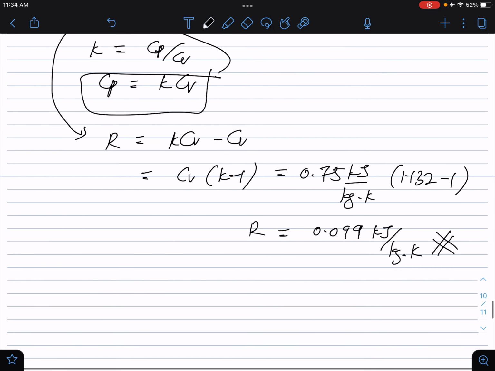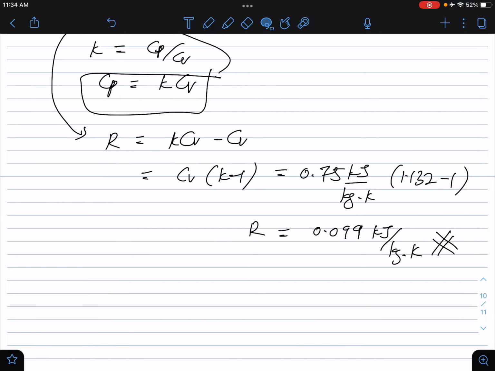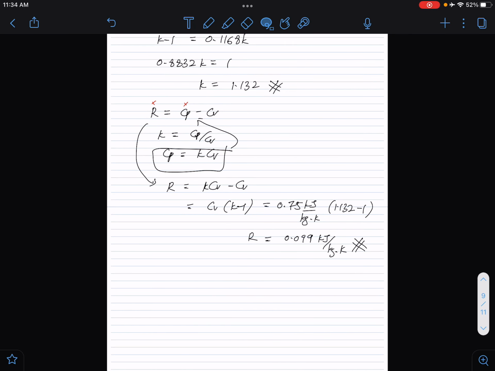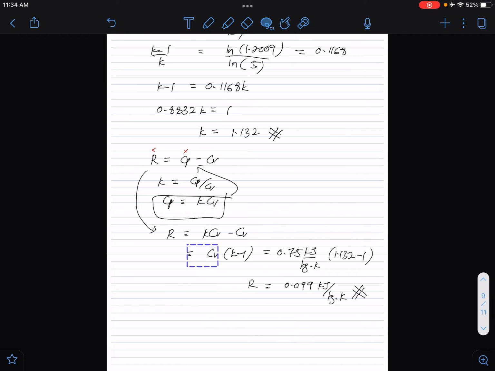Okay, so this is the method to solve problems on the ideal gas equation. I put it on the same page here so that you can refer to it later on.